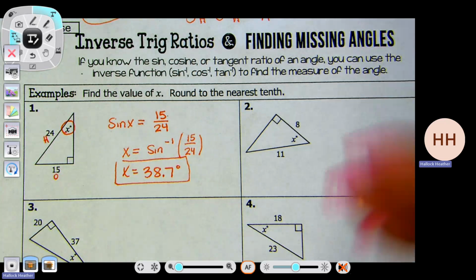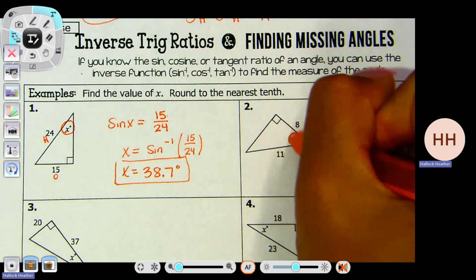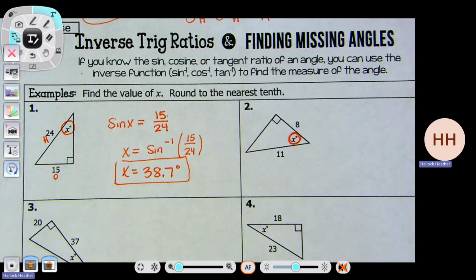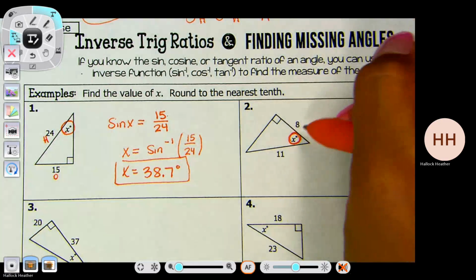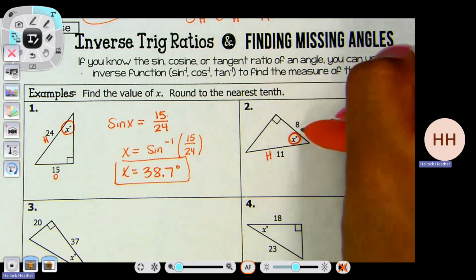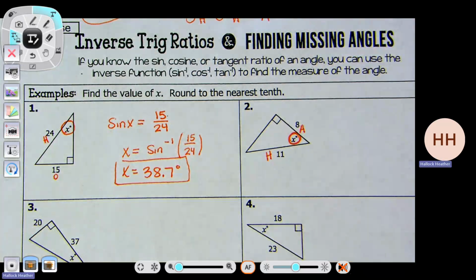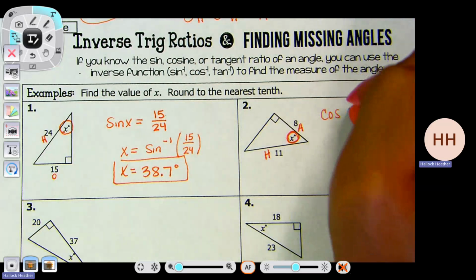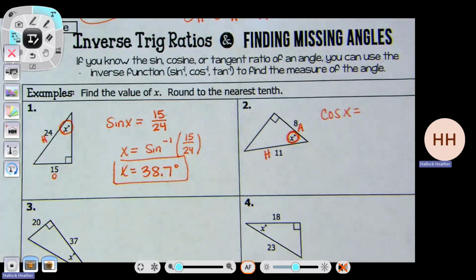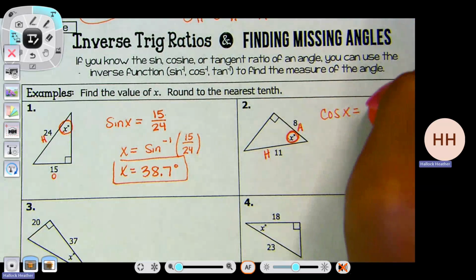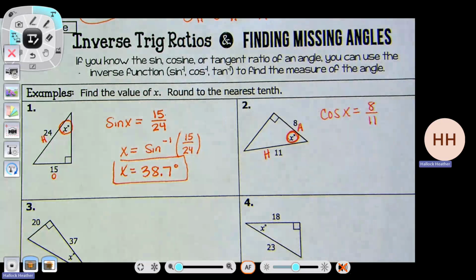Same thing. You are the angle. We just don't know it yet. We don't know the angle. So I have 2 things. What 2 things do I have? I have hypotenuse and I have adjacent. So that's going to be what? Cosine of x. What's my fraction going to be? 8 over 11.